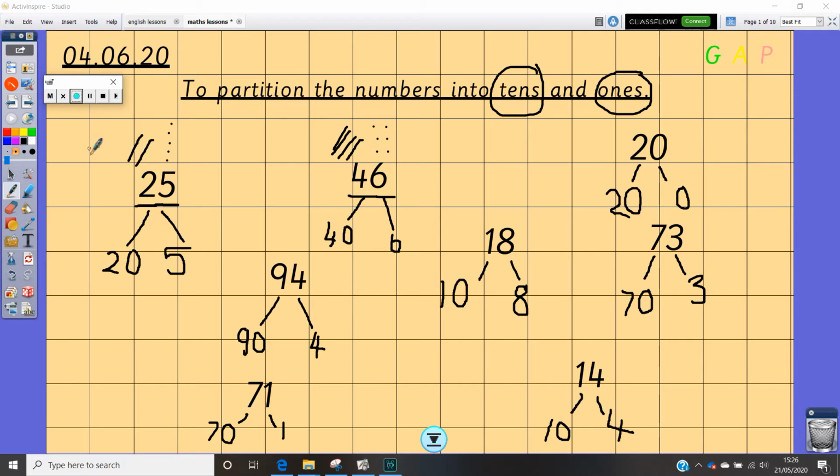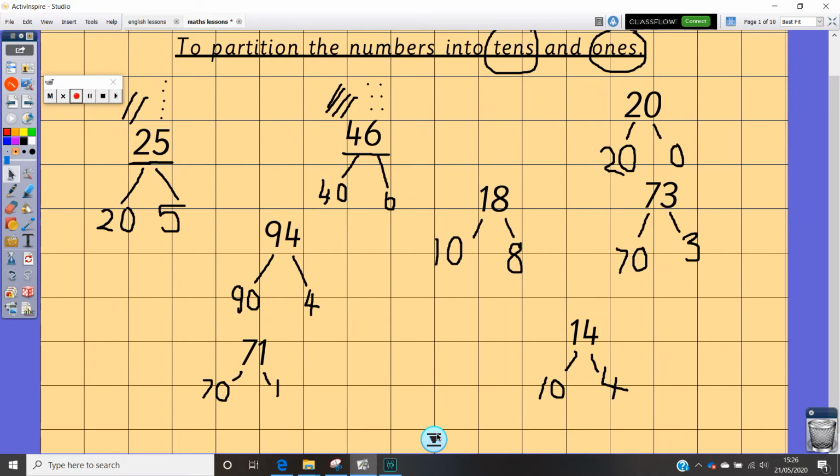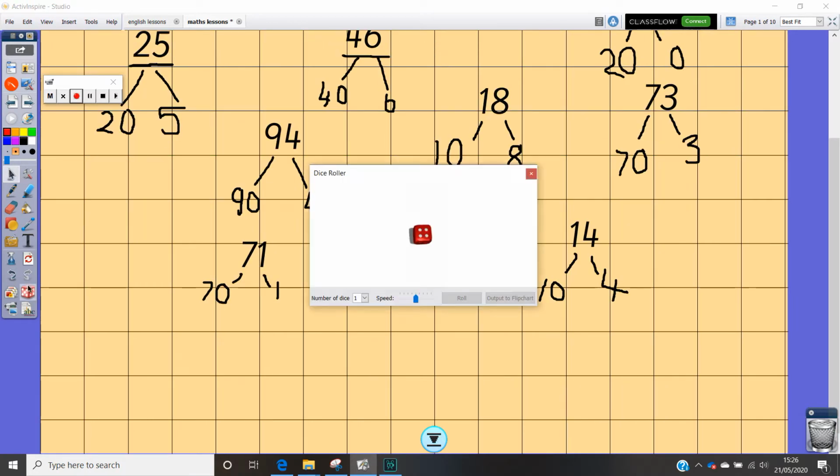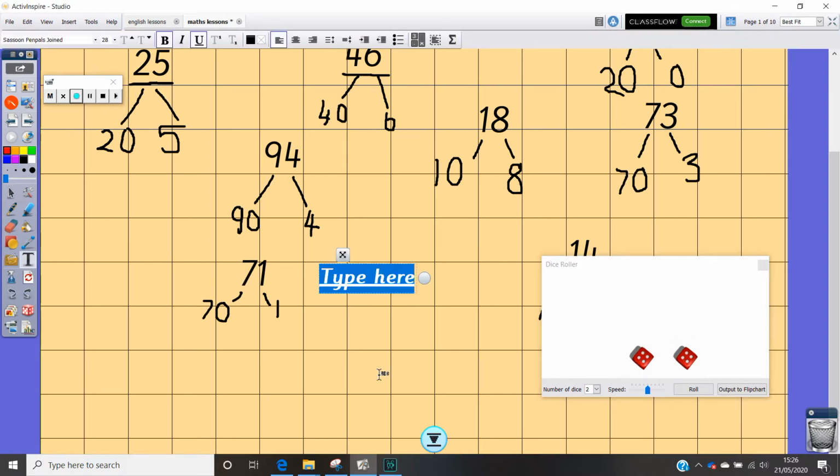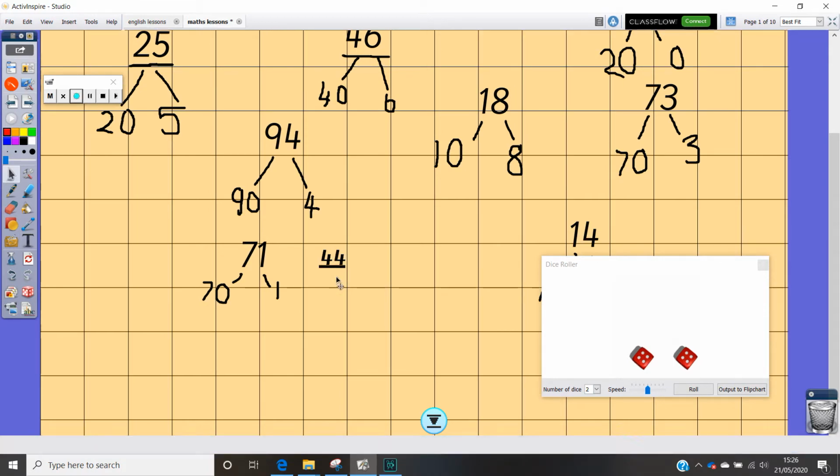So well done. For the remainder of this first part of the lesson, I would like you to get out your dice, and you are going to make or generate some numbers. Make sure you have got 2 dice, and you are going to roll those 2 dice and create a number. So here I have got the number 44, and I am going to then partition that number 44 into tens and ones.